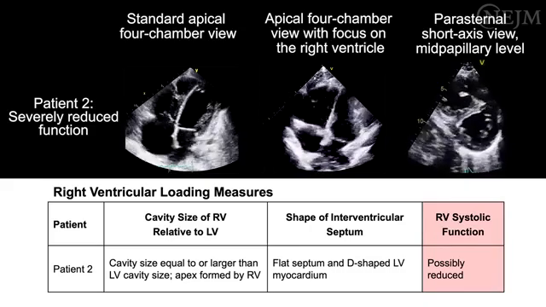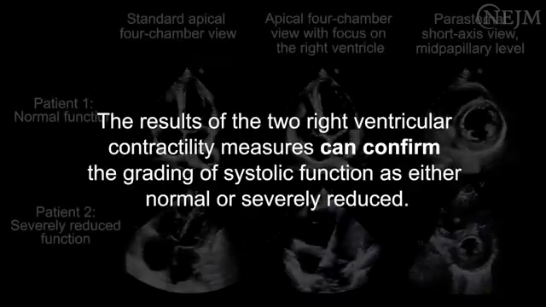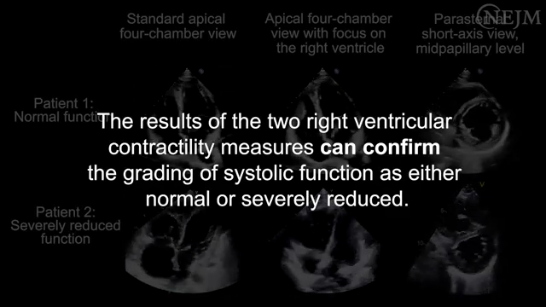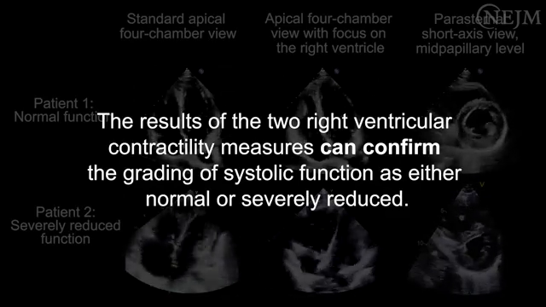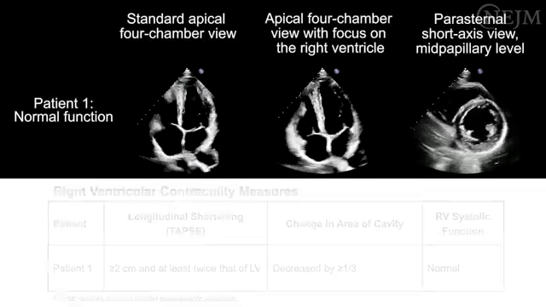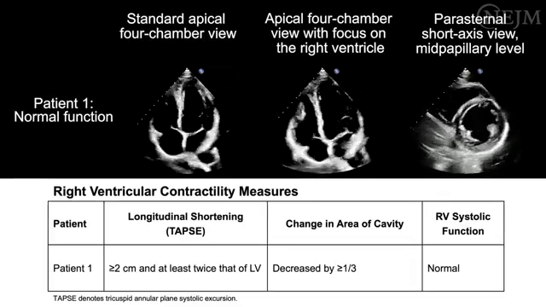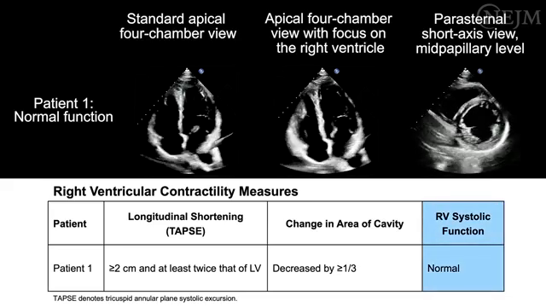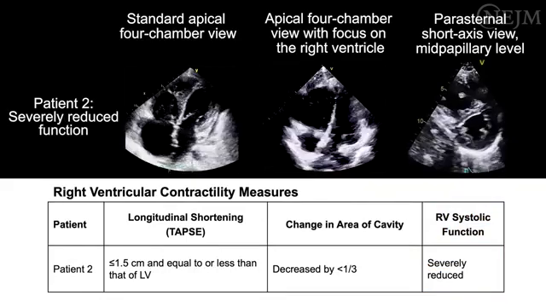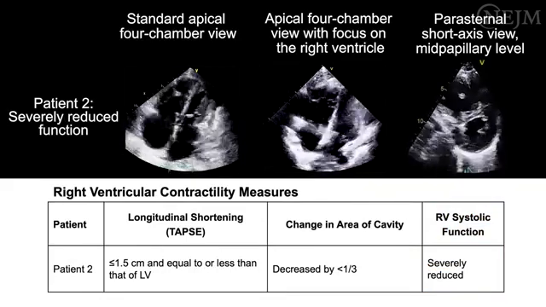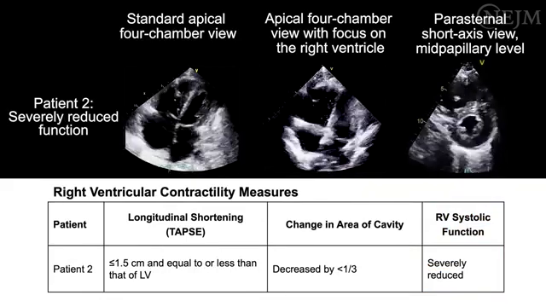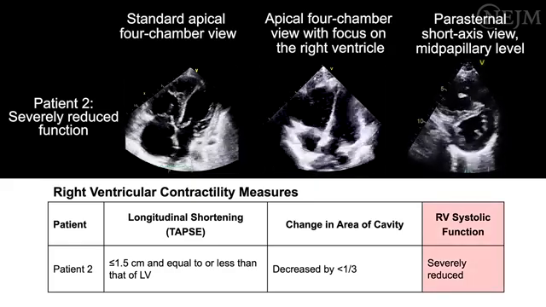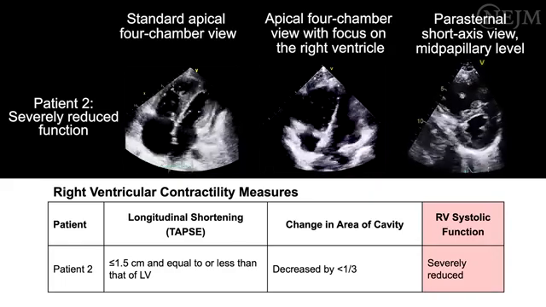The results for the two right ventricular contractility measures can confirm the grading of systolic function as either normal or severely reduced. If both contractility measures are normal, as in patient 1, then it is reasonable to grade the right ventricular systolic function as normal. In contrast, if both measures are abnormal, as in patient 2, then it is reasonable to grade the right ventricular systolic function as severely reduced, especially if there are concomitant abnormal loading conditions.